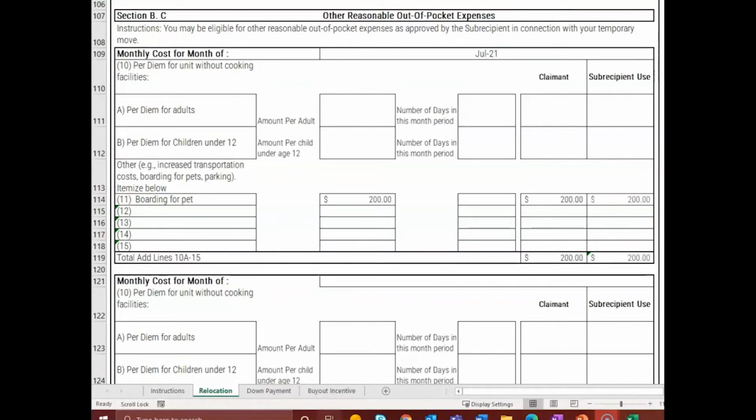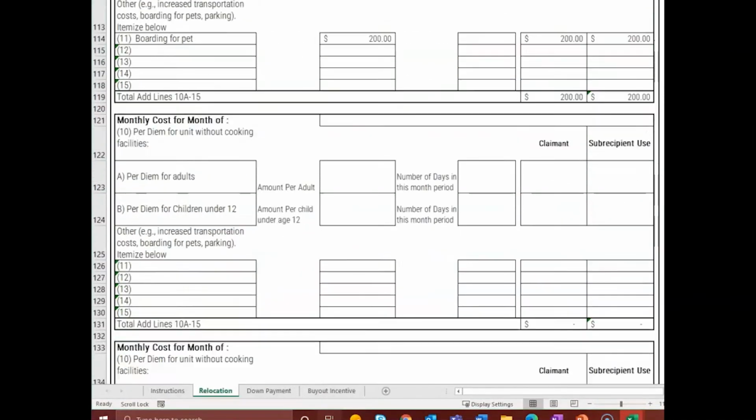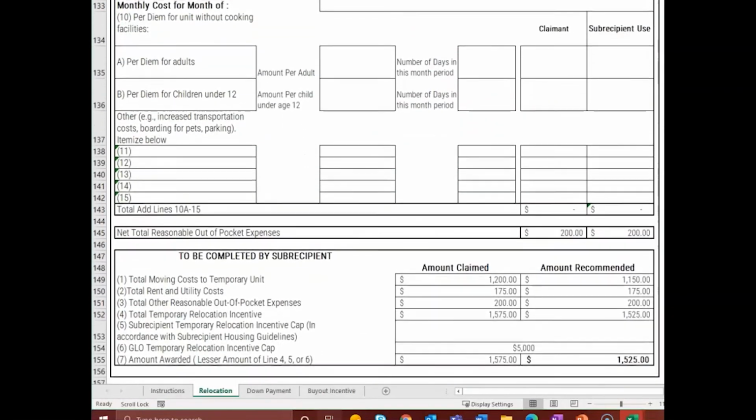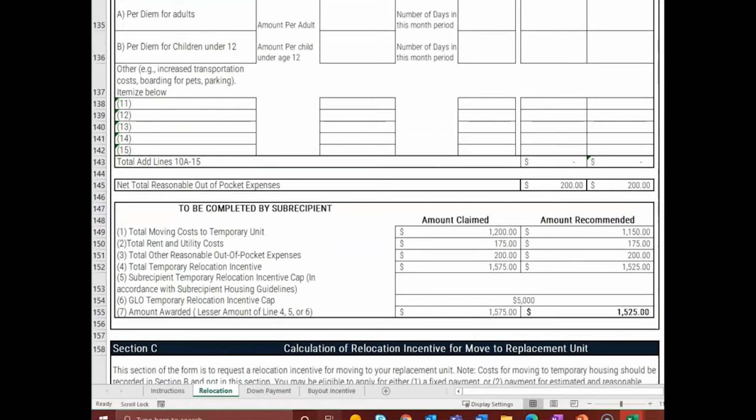The sum of the total amounts eligible for all the months requested will be found in the net total reasonable out-of-pocket expenses row. Finally, when the subrecipient has completed their review of Section B for temporary relocation expenses, they should complete the final table in Section B in the To Be Completed by Subrecipient section.